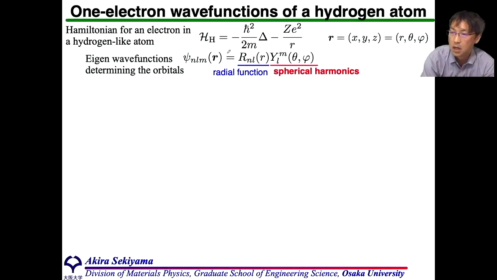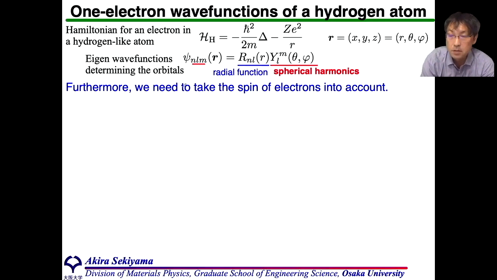orbitals like this one. Here we use three-dimensional polar coordinates, and then the wave functions are expressed by the product of the radial function as a function of small r and spherical harmonics as a function of the polar angle theta and azimuthal angle phi. After the calculation, we obtain the quantum numbers n, l, m. n is the principal quantum number, l stands for the orbital quantum number, and m stands for the magnetic quantum number.